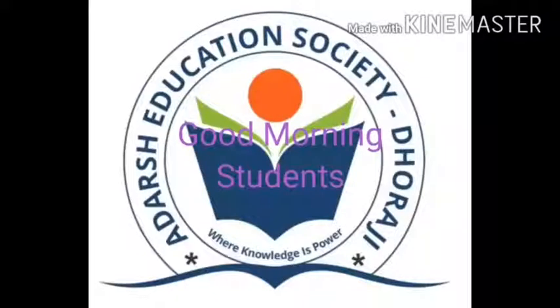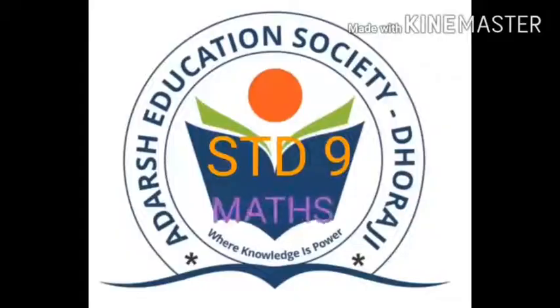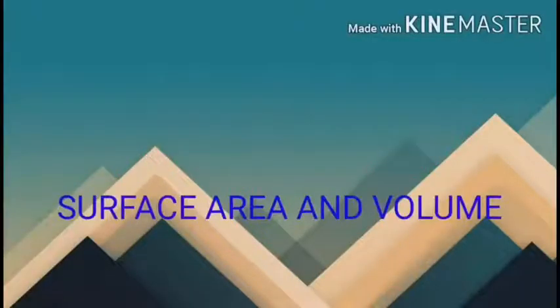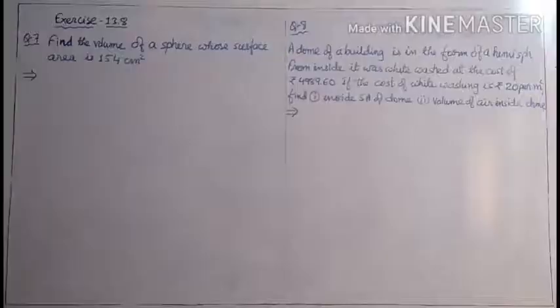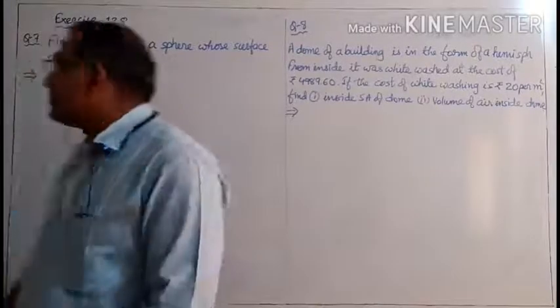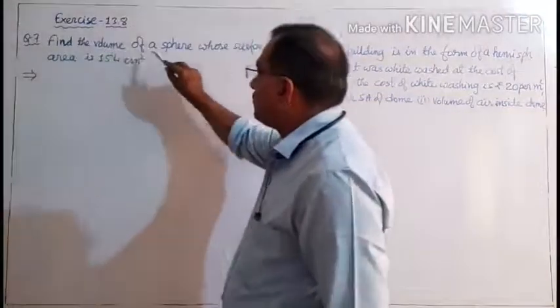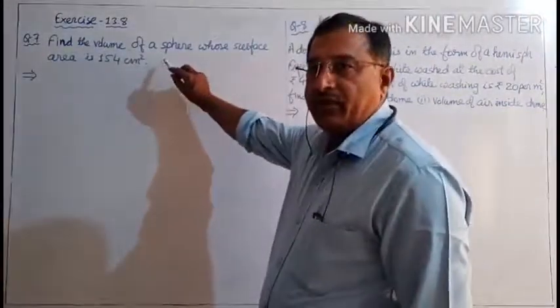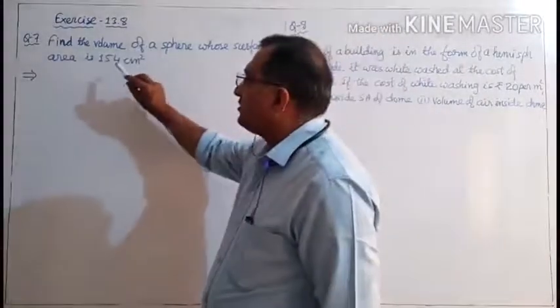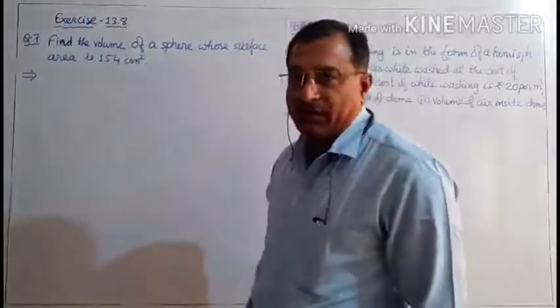Good morning, students. Standard 9th, Maths, Chapter 13. Today we are going to learn surface area and volume. Today in exercise 13.8, question number 7. Find the value of a sphere whose surface area is 154 centimeter square.